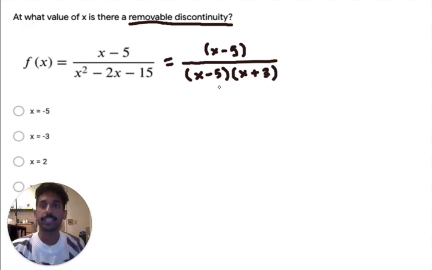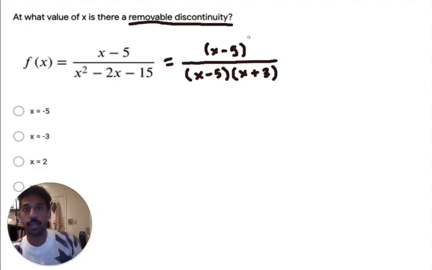Now, what do you notice? I see that there's an x minus 5 on the bottom and an x minus 5 on the top. Because of that, we're all used to seeing this type of thing where if we see something in the numerator and the denominator and they're multiplying, we can cancel them. But really what we're doing, I don't want us to say cancel anymore. I want us to say that we can remove it. Remove, not cancel.